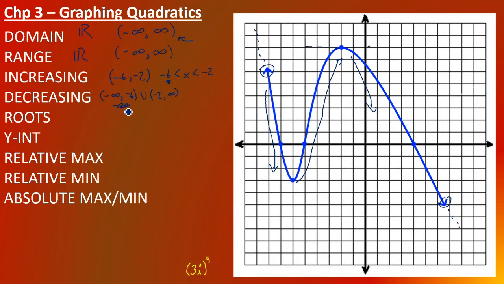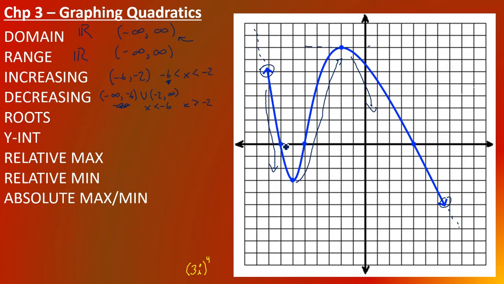Now in inequality notation, we would write x is less than negative 6, and this would be x is greater than negative 2. So I think the interval notation might be a little bit better for listing these than the inequalities.